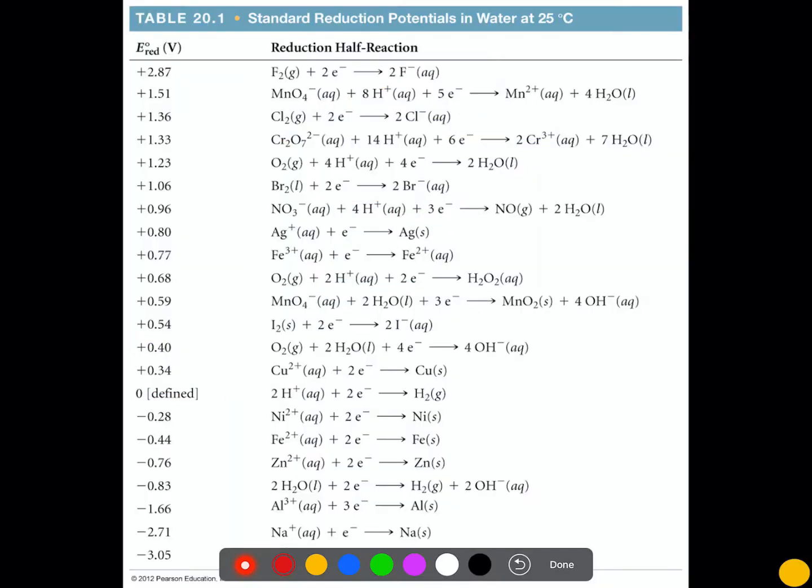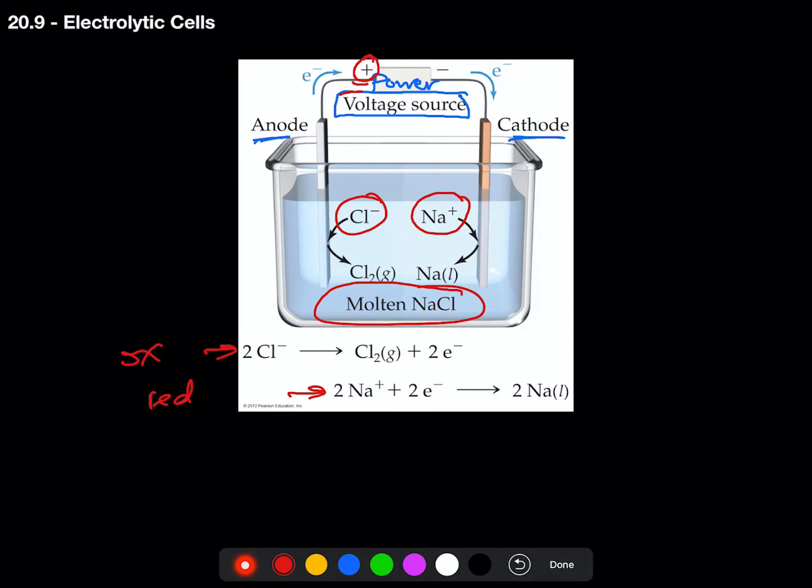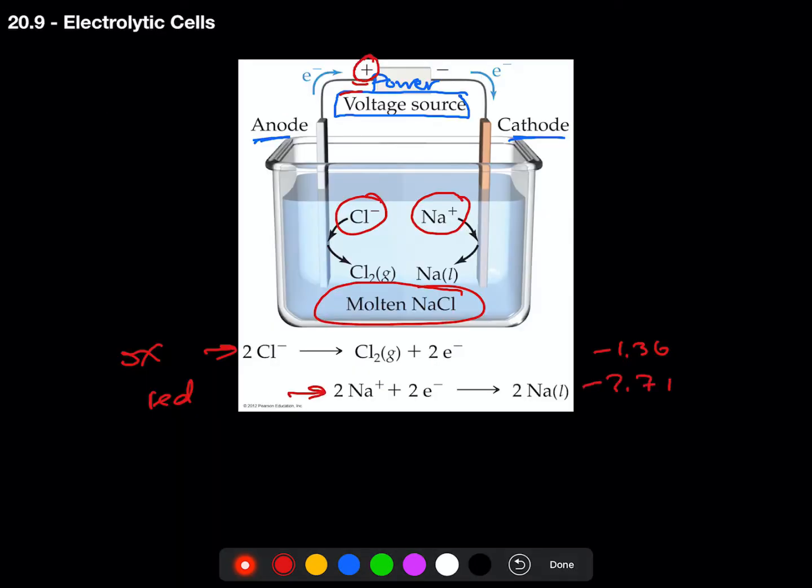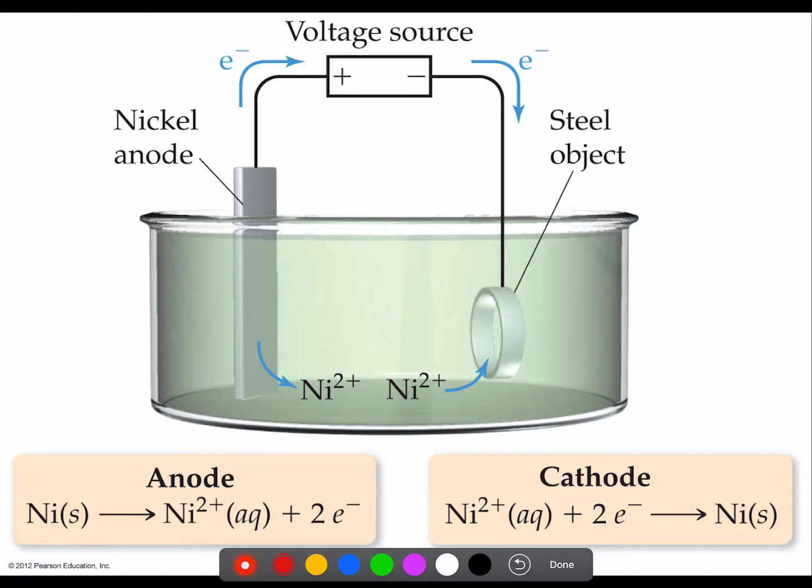If we go back to our table of standard reduction potentials and pick out chlorine, the oxidation of chloride ions is actually negative 1.36. Sodium down here, reduction of sodium is negative 2.71. So indeed, our overall voltage is decidedly negative, which means our power source has to be able to provide at least that much voltage, if not more. Does that make sense?